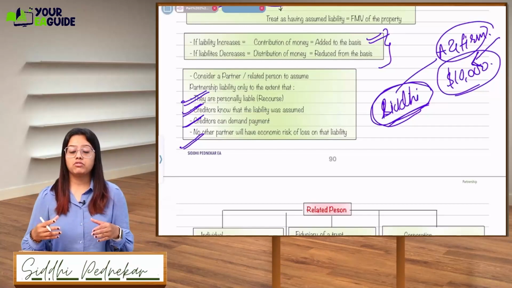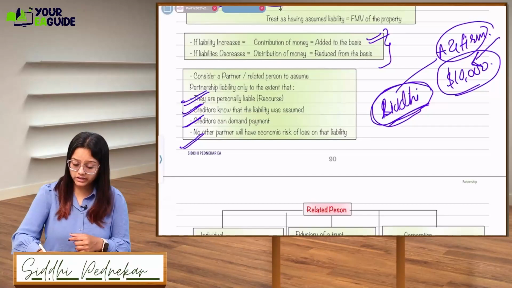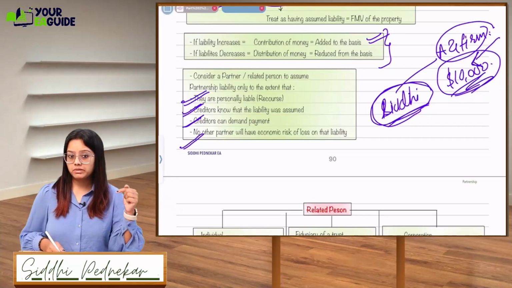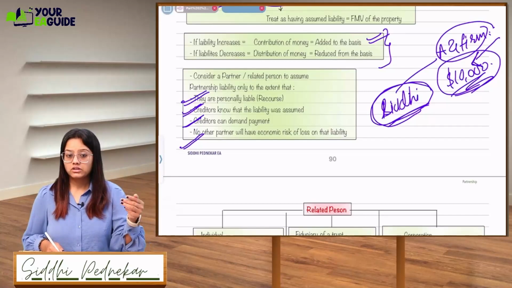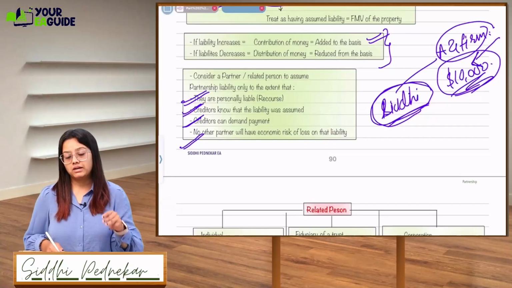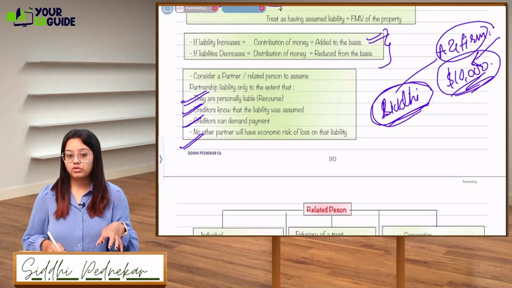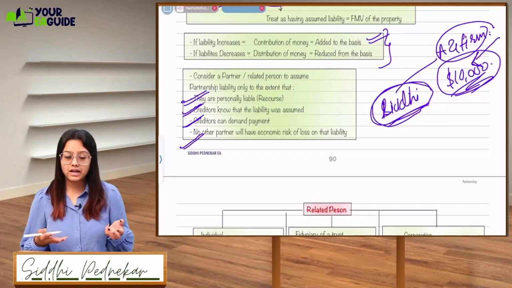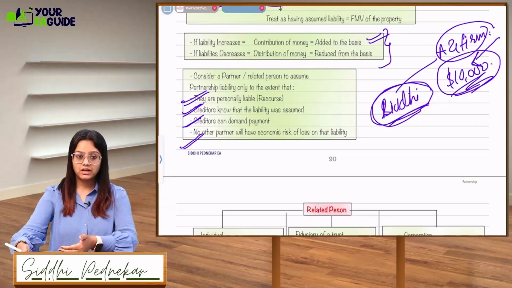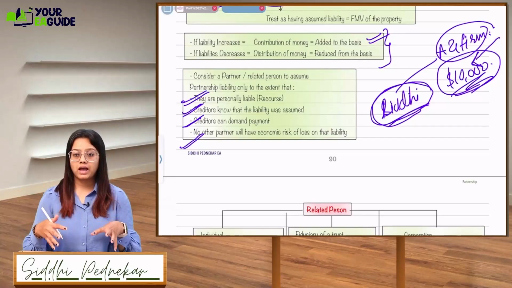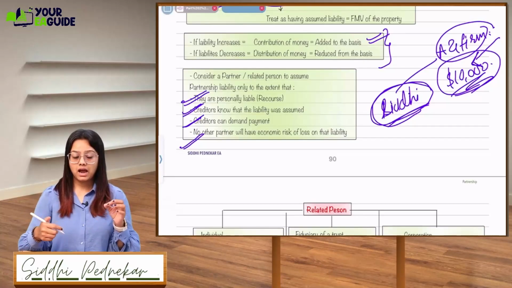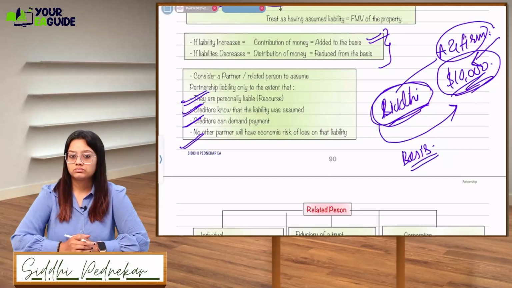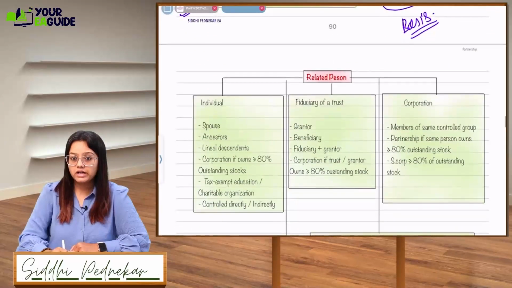Creditors know that the liability was assumed. Now creditors know that for this whole $10,000, I am the only one responsible. I have taken the loan in my name, so I will be the responsible person. Third thing, creditors can demand the payment, not from the firm, but from me. And fourth thing, no other partners have economic risk of loss. No other partner is going to incur or bear any loss if I am not able to repay this. So this whole thing is called a recourse liability, and I will add this much amount to my basis value. Got it, guys?